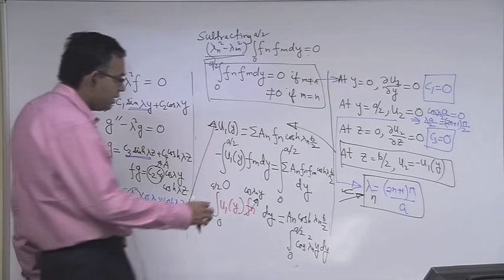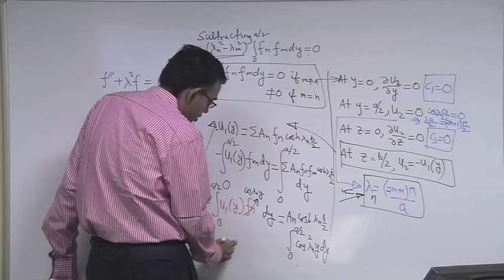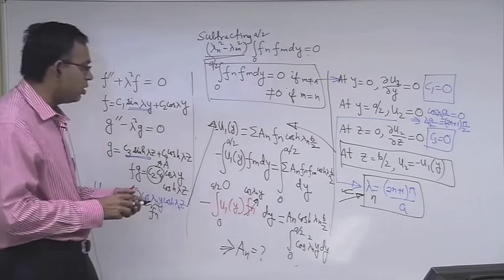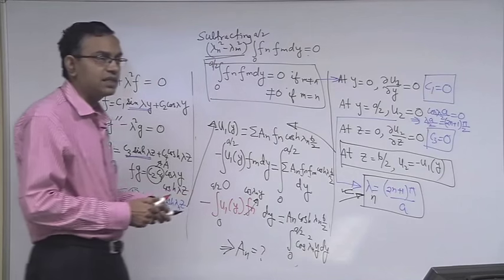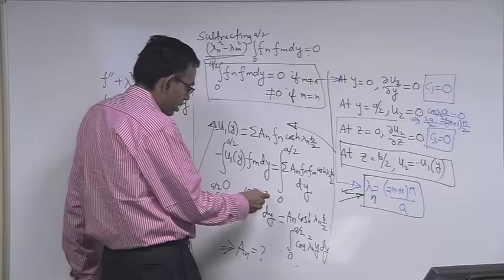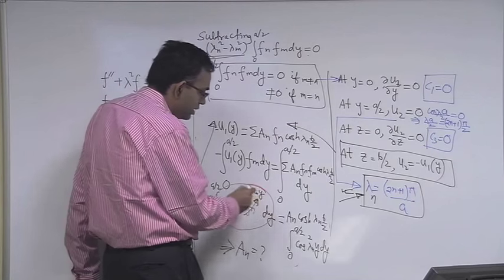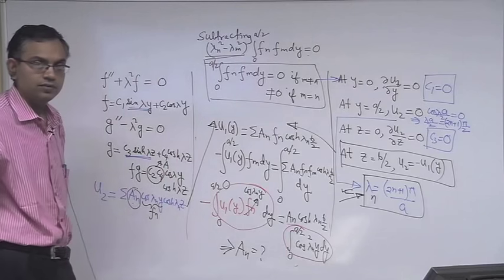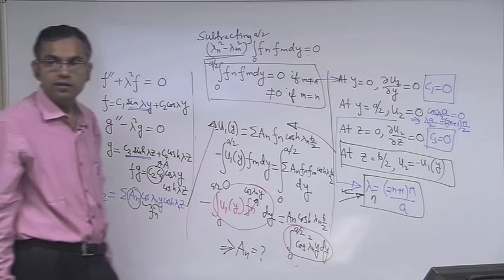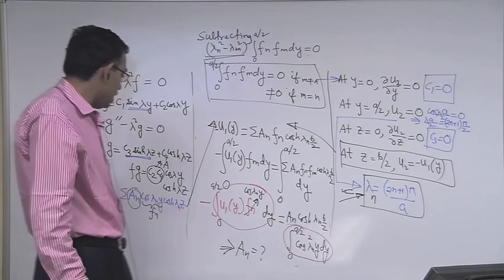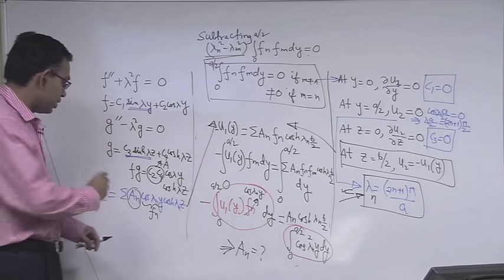So from here you can find out the value of a n. The only thing that I am leaving on you to complete this exercise is evaluation of this integral and evaluation of this integral. At this level this is very straightforward. Okay. So you can find out a n, that completes the solution of u 2.